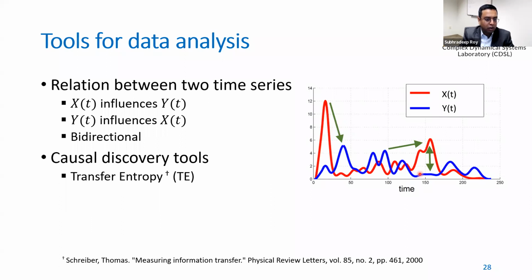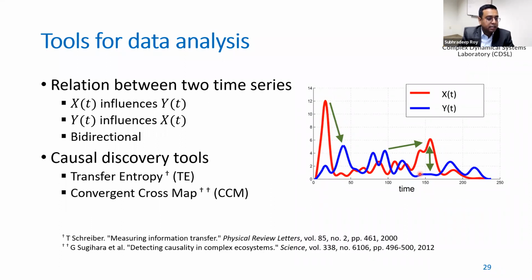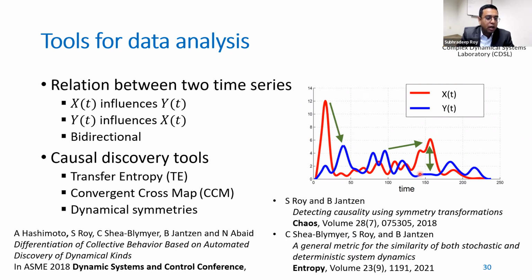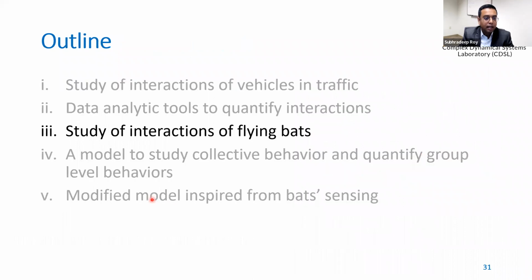The tools that we use are called causal discovery tools, and there are other such tools like convergent cross mapping, which I have used in my study with bats. During my postdoctoral studies, I also contributed to this topic and developed our own tools, and I am currently applying them to different collective behavior studies. That idea was based on what is called dynamical symmetry. I just wanted to let you know there are other tools that exist, which can also be used for this same purpose. Now let me quickly share the results from my prior experiment with flying bats.